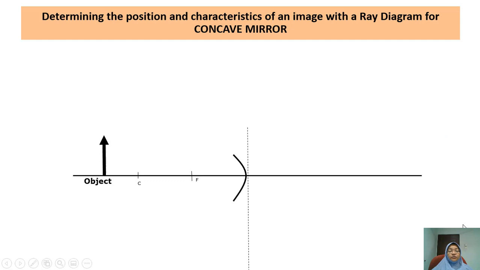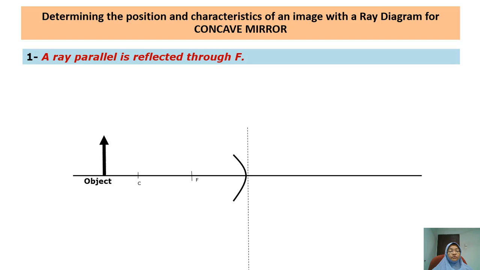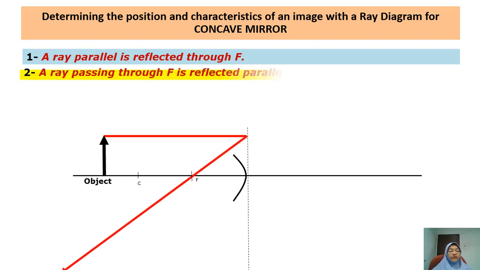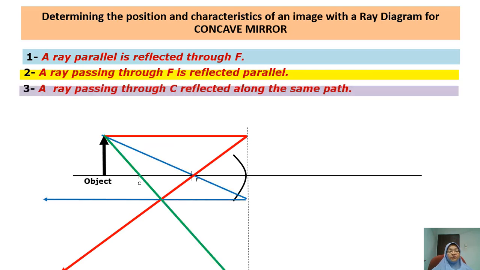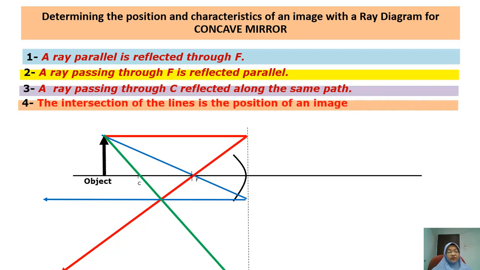Okay, now the rules to find the image. So we have rule number 1, parallel, reflected to F. Again, passing through F is reflected parallel, and passing through C will be reflected along the same path. The intersection of the 3 lines will give you the position of the image. Okay, so now the image is inverted, real and of smaller size.